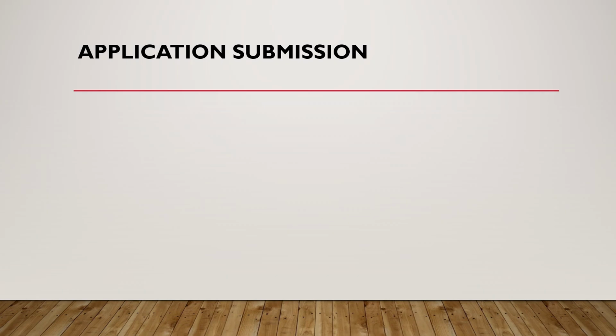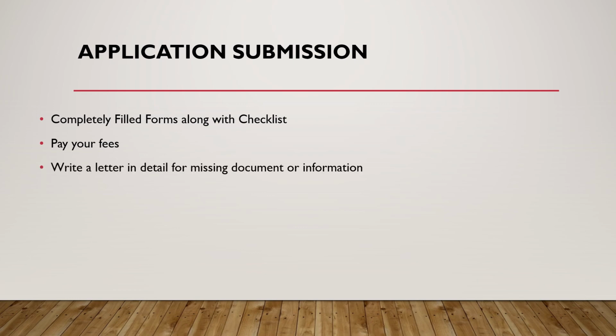Next is application submission. Make sure you completely fill all the forms along with the checklist. If you go to the CIC website, there is an application package. Depending on which country you are in and who you are sponsoring, make sure you download the right application package, fill all the forms and make sure you include the checklist also. Pay your fees and then write a letter in detail for any document that is missing or any information that you are not able to provide properly. Then submit, and all you have to do is wait for IRCC to contact you saying that the PR has been approved.